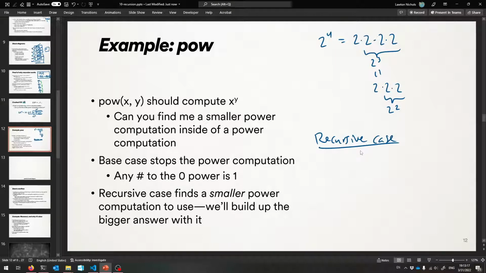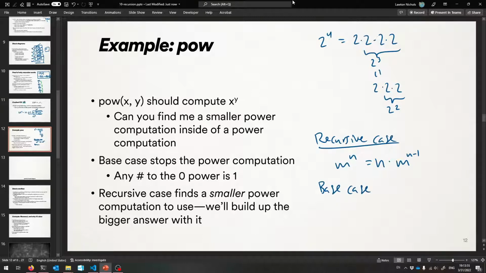What's our recursive case? Well, it looks like any number m to the power n, just generalize this case, is equal to that first number, so m, times the one smaller power computation, so m to the power of n minus 1. That's the recursive rule. You see how it's getting smaller? That's the idea. And then we need to think of a base case. Like, when are we done with the answer? When do we immediately know the answer regardless of the input?